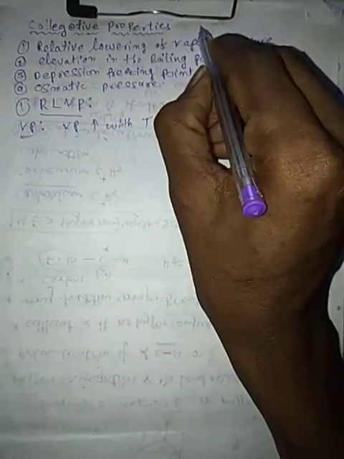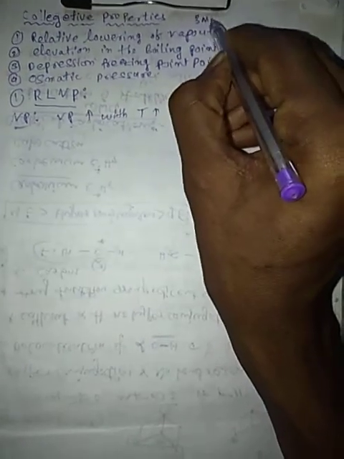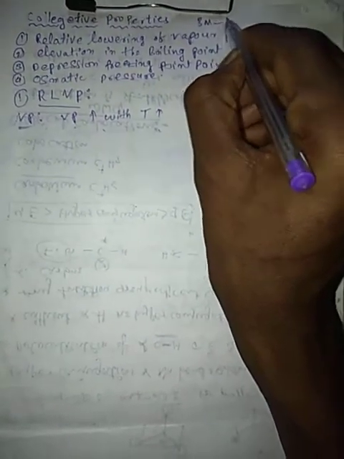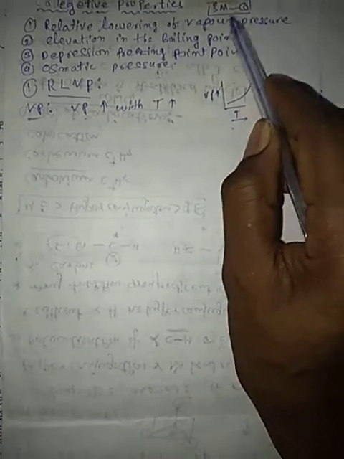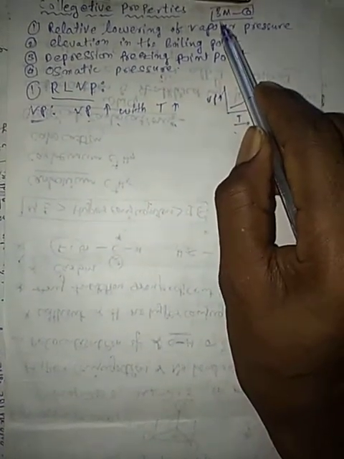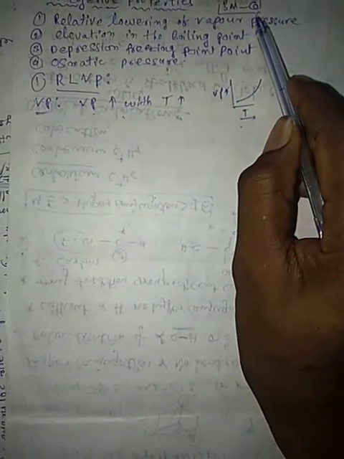Now in that one, colligative properties. There are four types of colligative properties. Out of these four, one 3-mark question is compulsory in the board exam. The four colligative properties are very important from the board exam point of view. They have been asking one question every year in the exam.